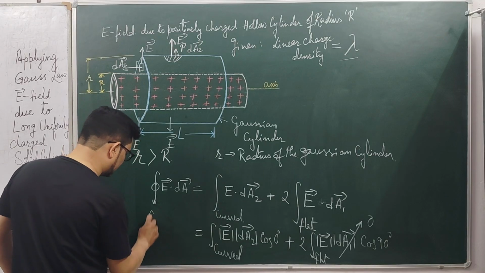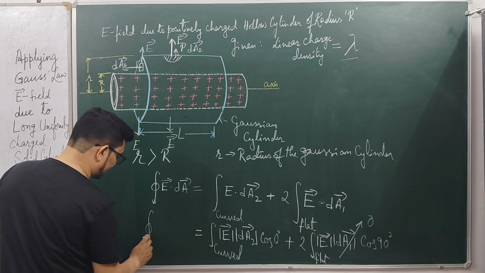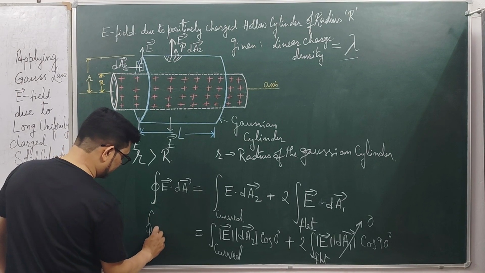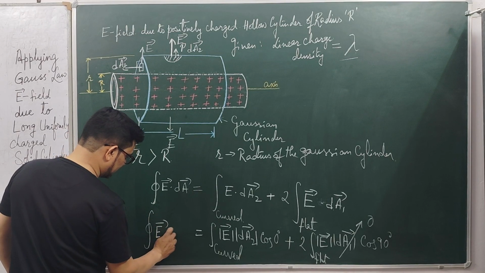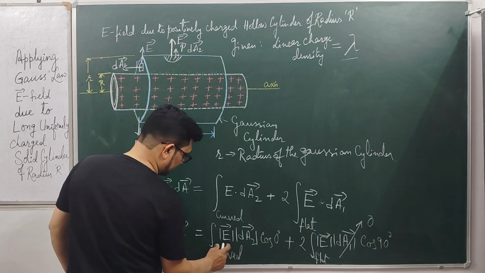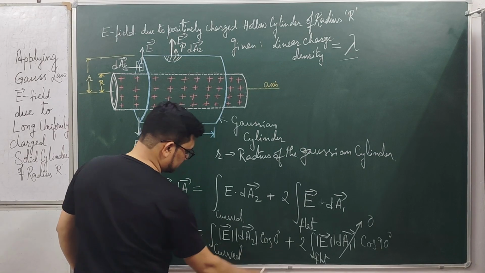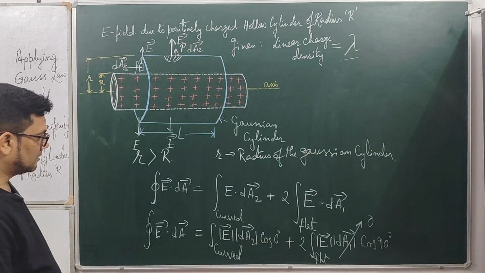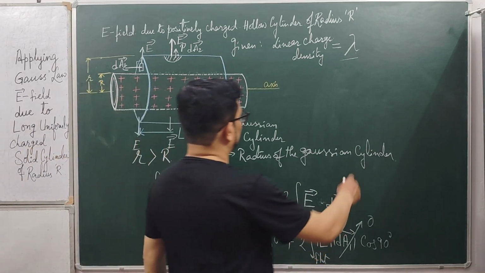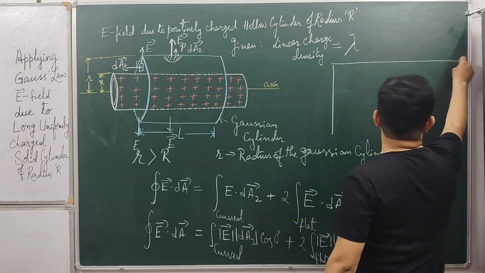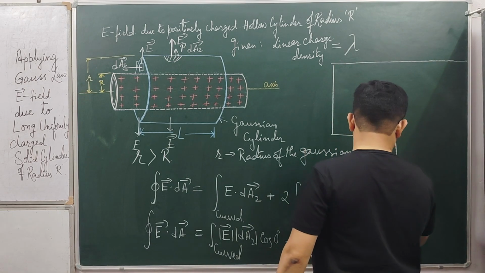So what do we conclude? We conclude that whatever net flux there is, it will be the integral of E dot dA, and this E dot dA would just be equal to E dA2 cos 0. Well, this is the conclusion. Now we'll continue our calculations here. After knowing this, we'll now apply Gauss law.